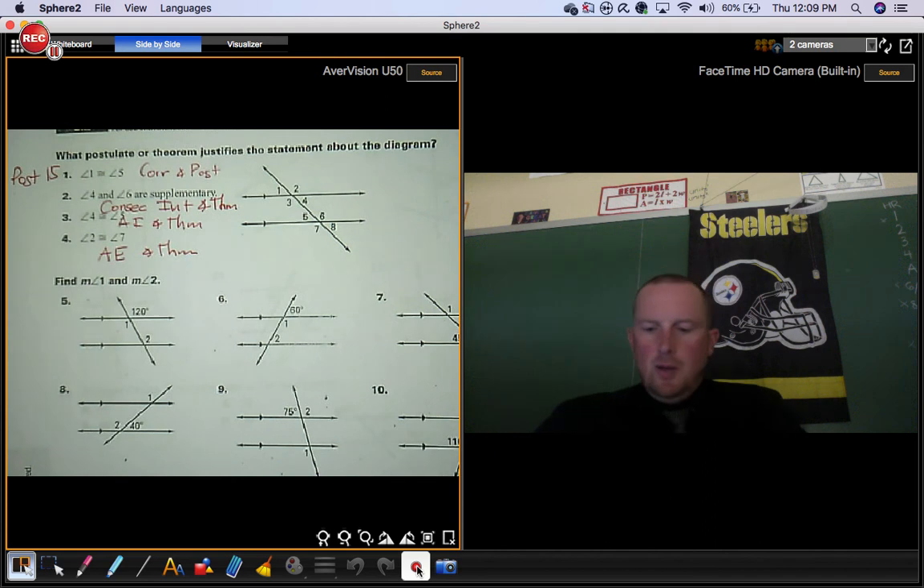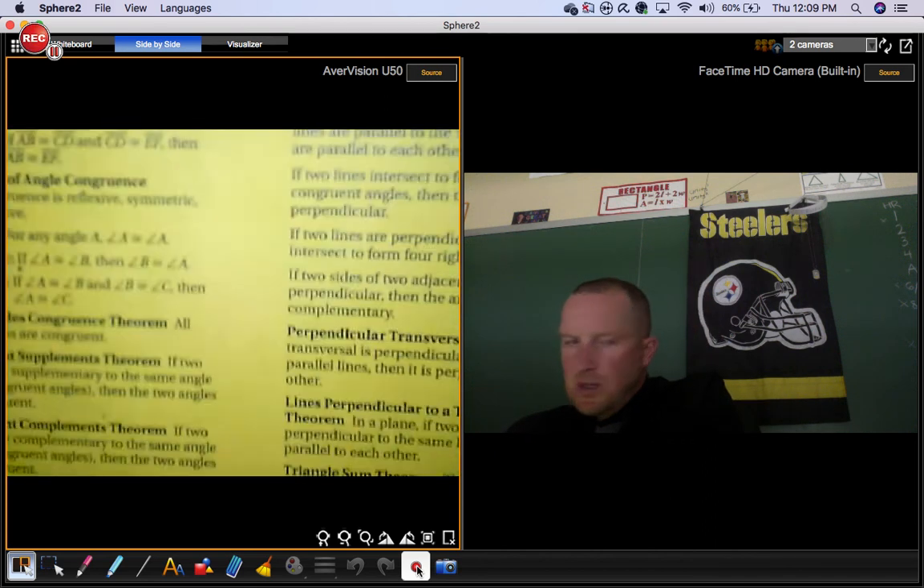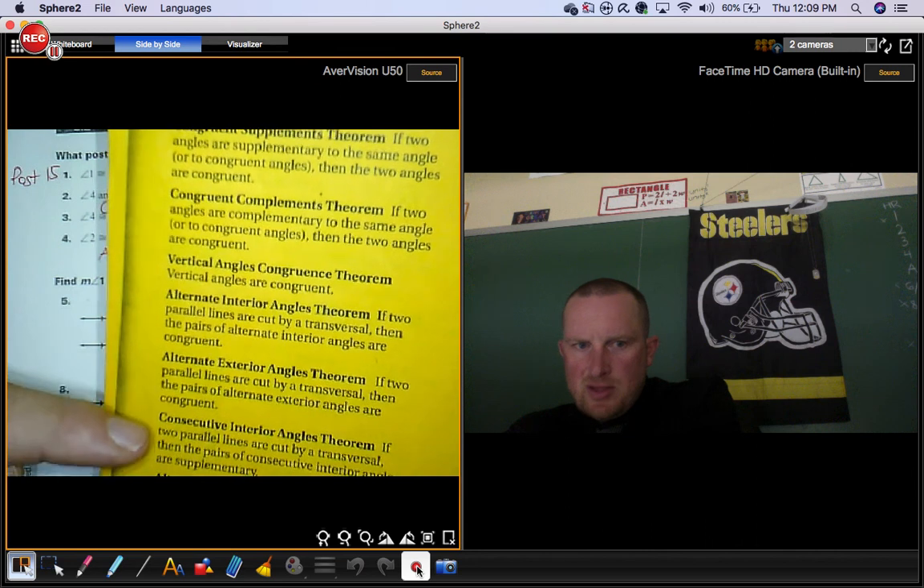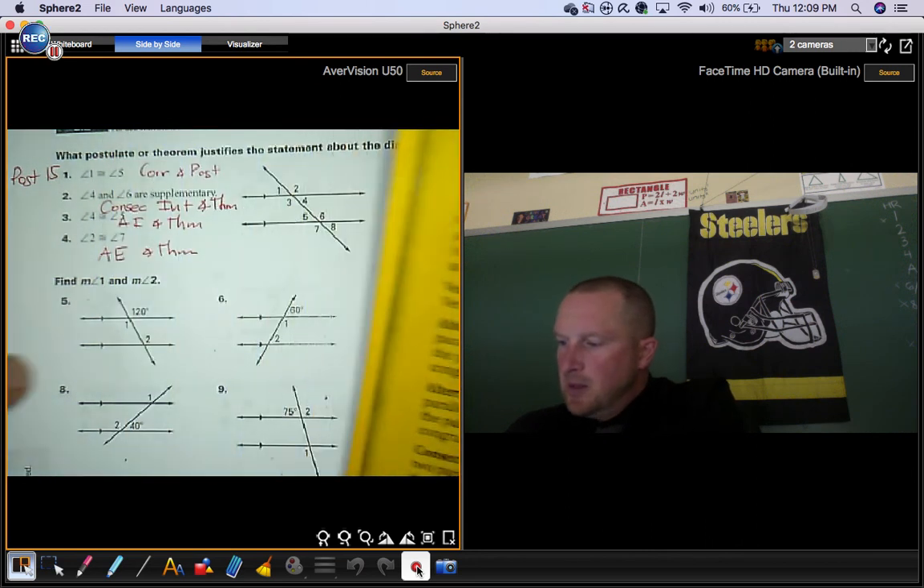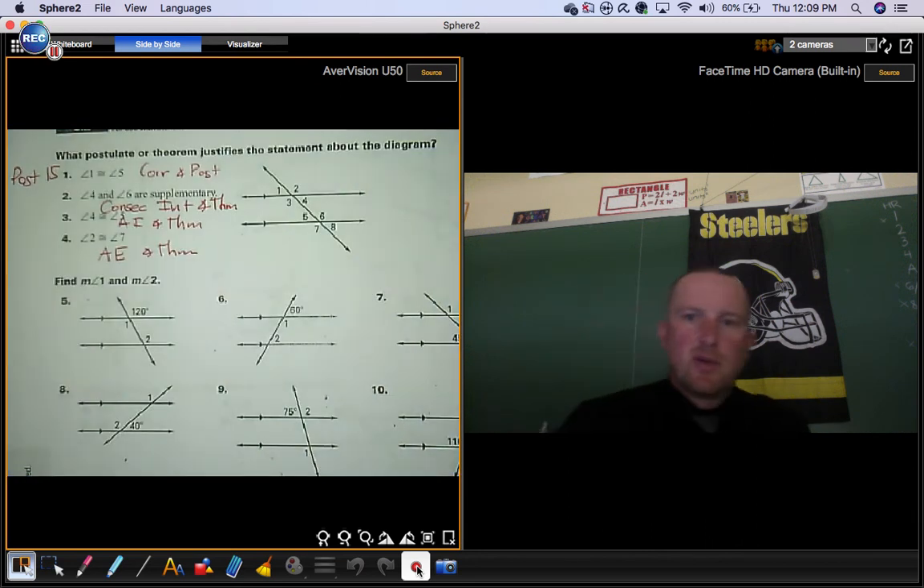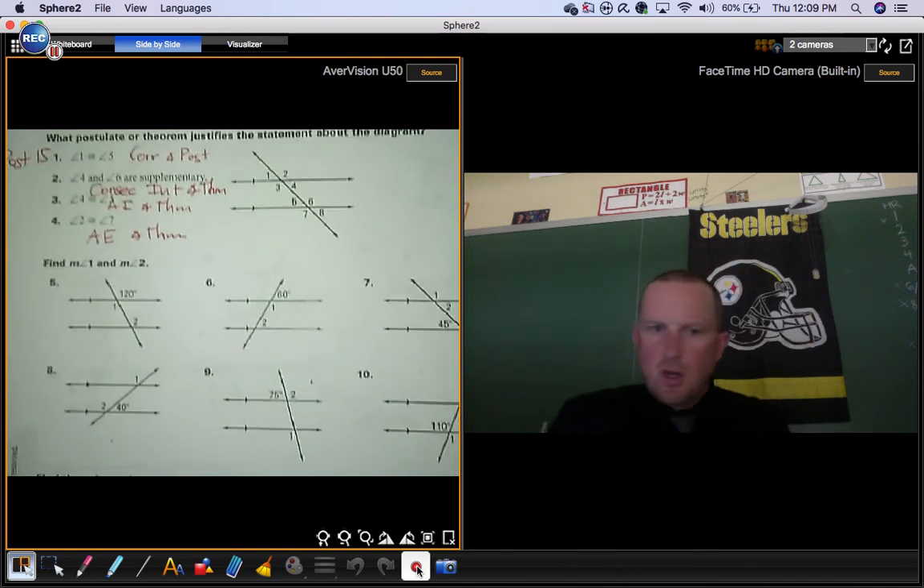Again, probably in class we would write the numbers down on this theorem sheet as we go, but remembering alternate exterior angle theorem is more important to me than remembering your numbers for the theorems.